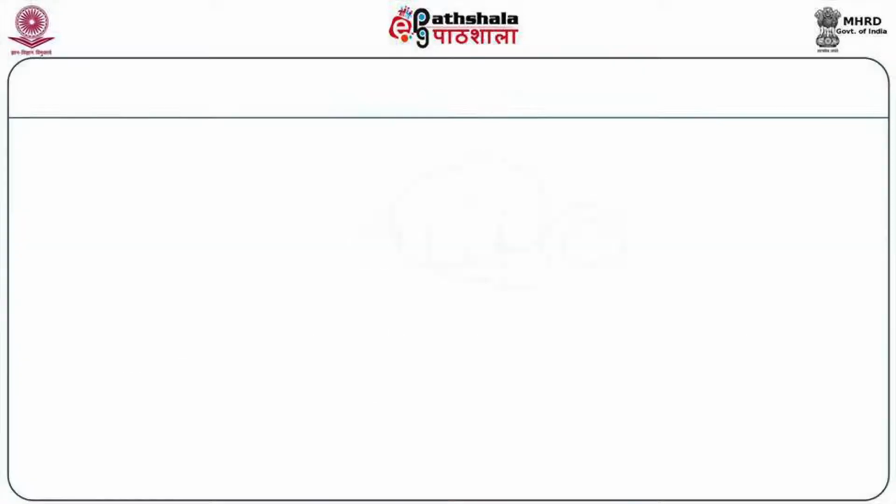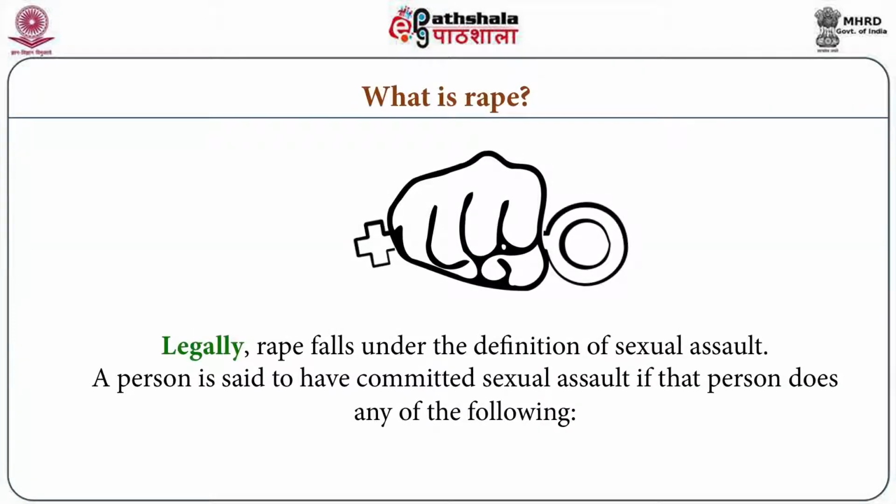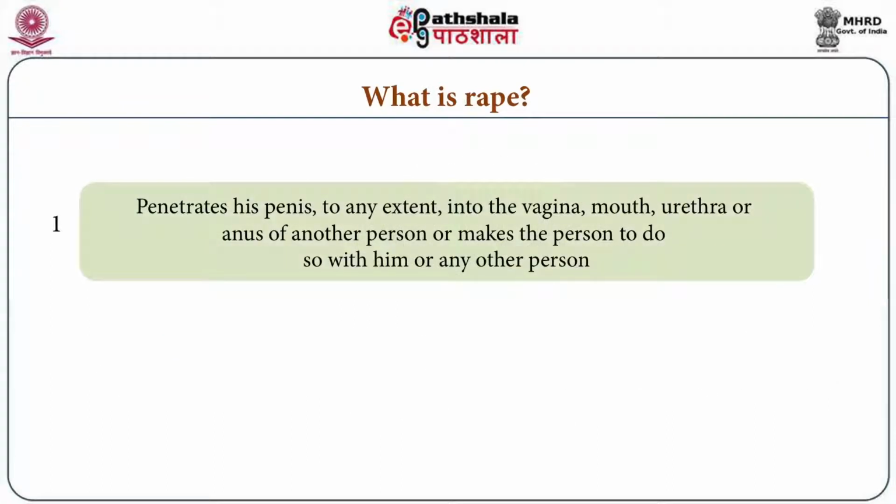So let's start by answering the basic question of what rape is defined as being in India. Legally, rape falls under the definition of sexual assault. So the broader concept is sexual assault. A person is said to have committed sexual assault if the person does any of the following things. So first, penetrates his penis to any extent into the vagina, mouth, urethra, or anus of another person, or makes the person do so with him or any other person. This is the way that the clauses function. It tells you the act that's done, how it's done, and that it can mean either doing it yourself or making anyone else do it.